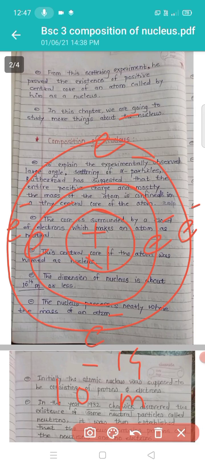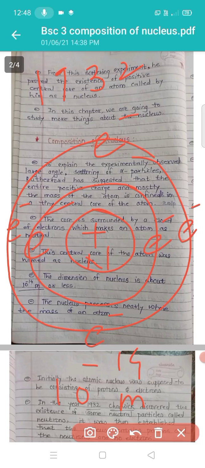In the year 1932, Chadwick discovered the existence of neutral particles called neutrons. It was then established that the nucleus contains protons and neutrons and no electrons.